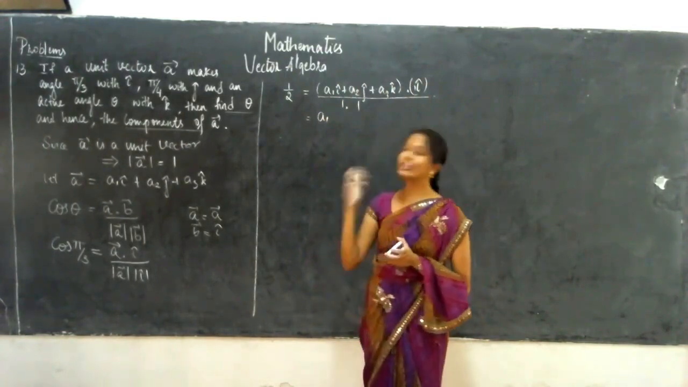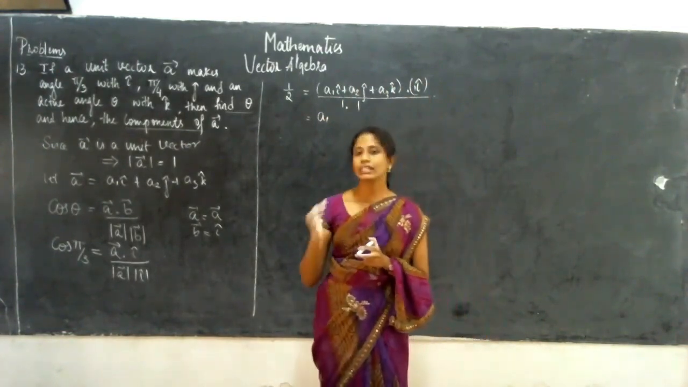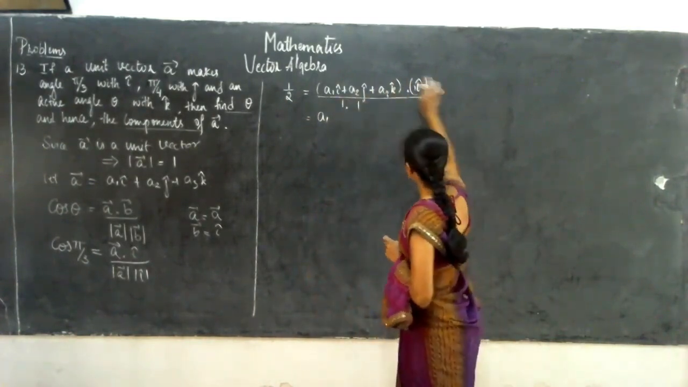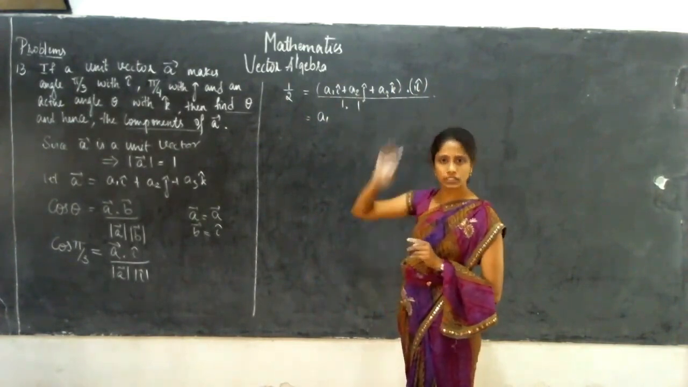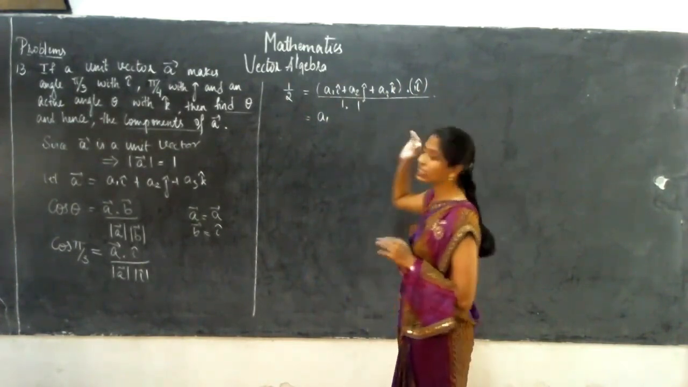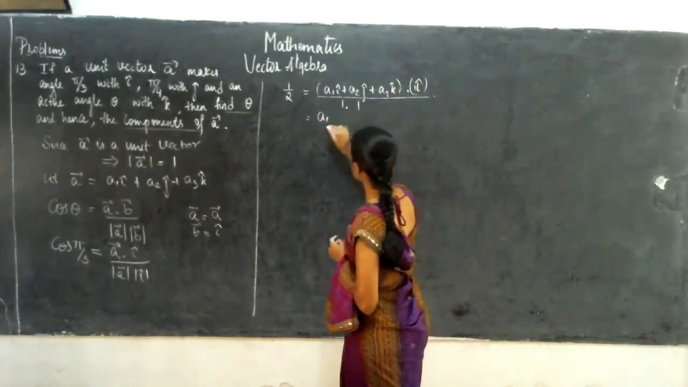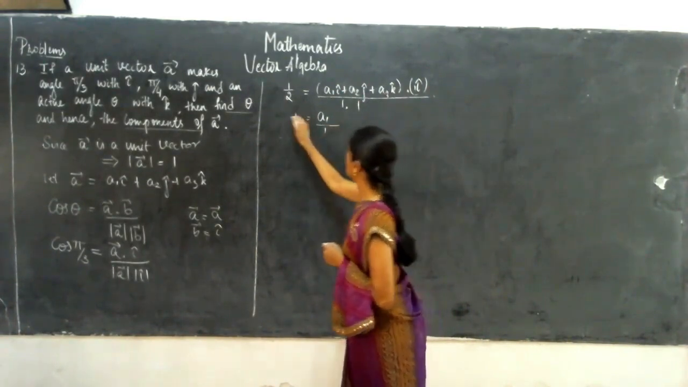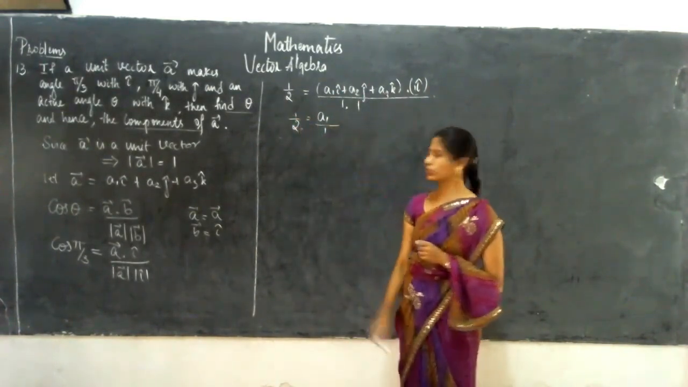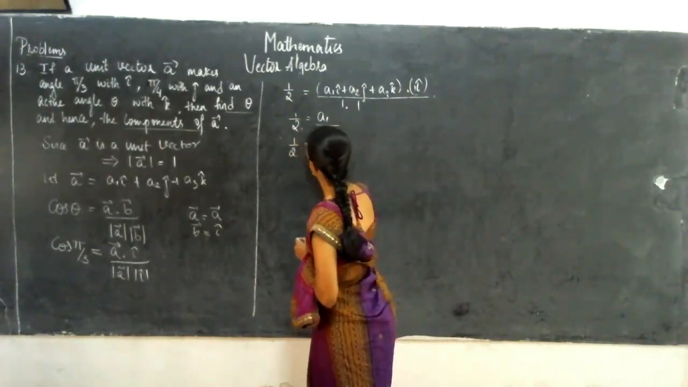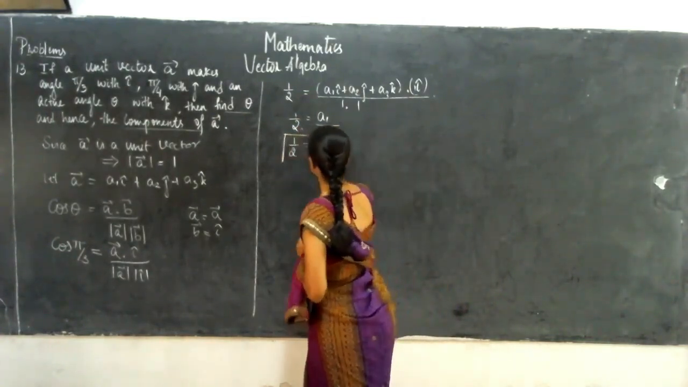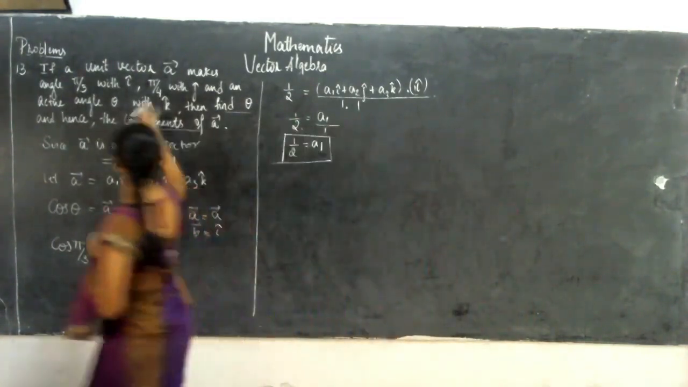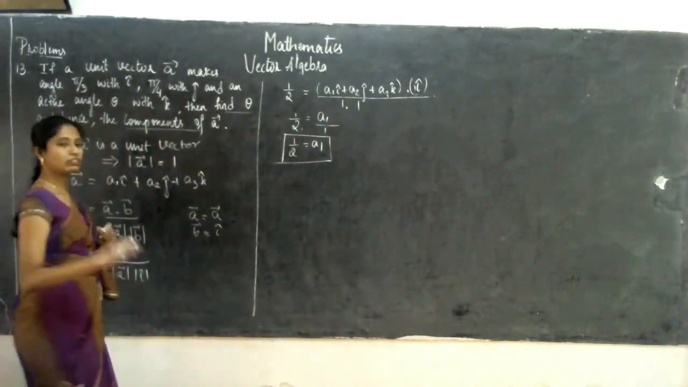This problem is more relevant to the dot product than the cross product. So A1 into 1 is A1. Next, A2 into, there is no j component, so it is understood to be 0. So A2 into 0 is 0 and A3 into 0 is 0. So you get only A1 in the numerator divided by 1 is equal to 1 by 2. Therefore, from this, I got A1 is equal to 1 by 2. This is for the first condition, that A makes an angle of pi by 3 with i.